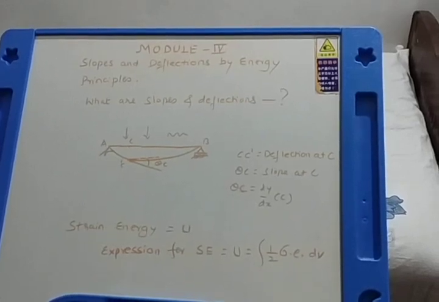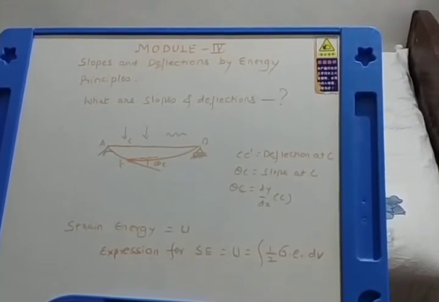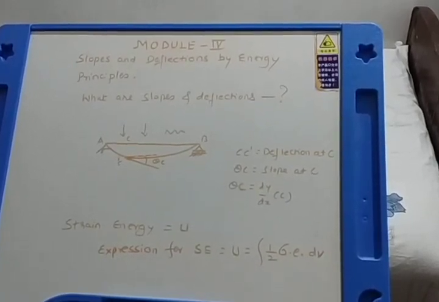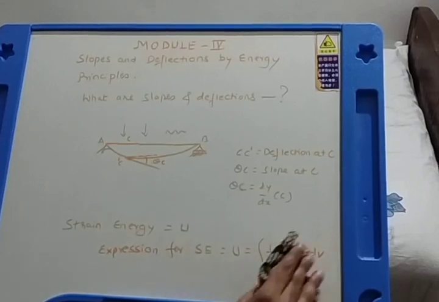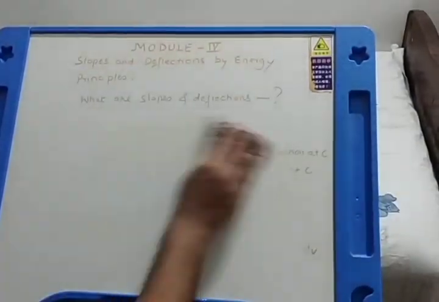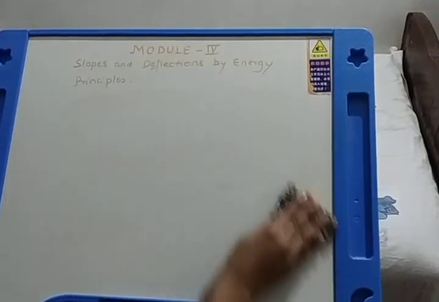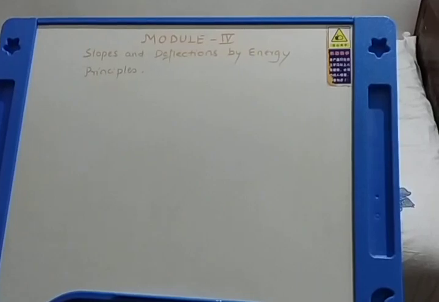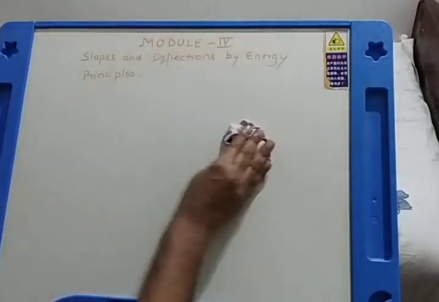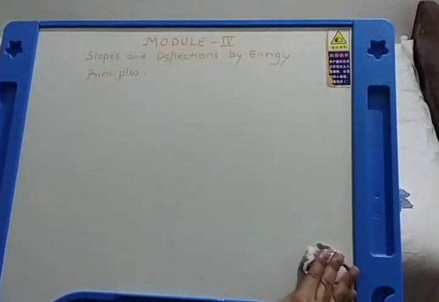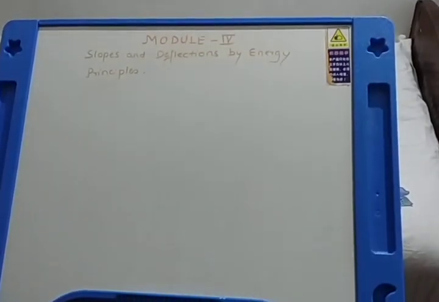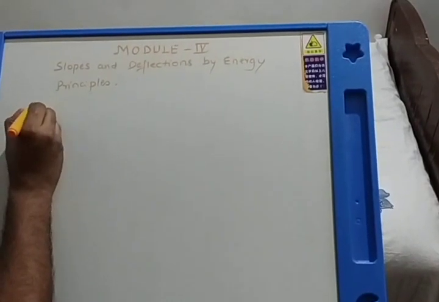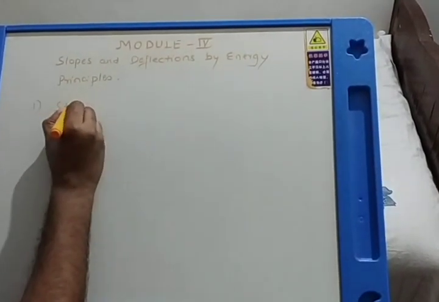Now let us see how the principle of strain energy is utilized in finding deflections and slopes. So let us first see simple examples. Let us first find the general expression for strain energy due to axial loading. So now I am going to derive an expression for strain energy due to axial loading.